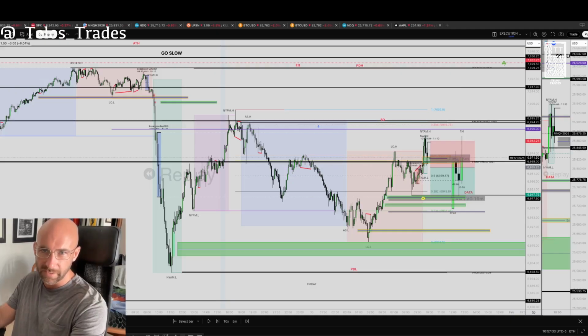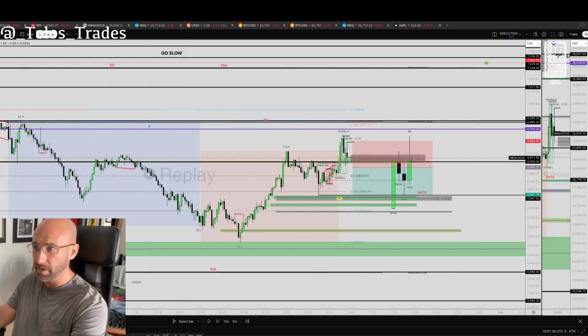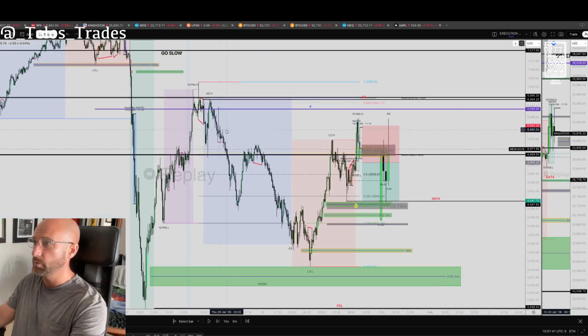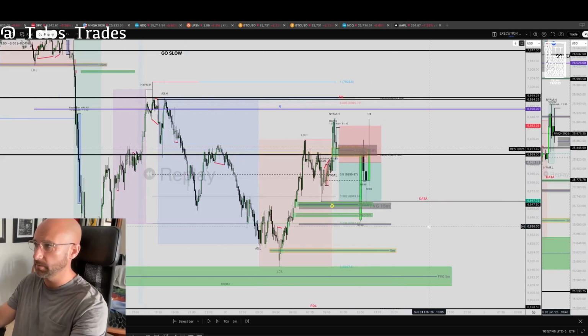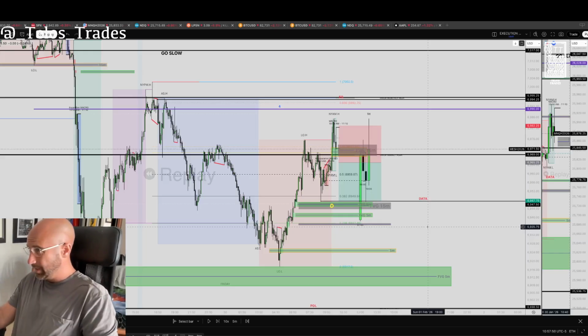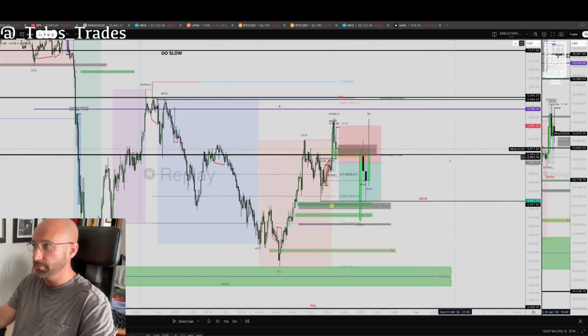So going into today, my bias was neutral. I wasn't really looking for any expansion. As I said, we're playing inside this range. So I'm still just keeping up, just doing base hits. I was just looking to go for a quick scalp inside the range.